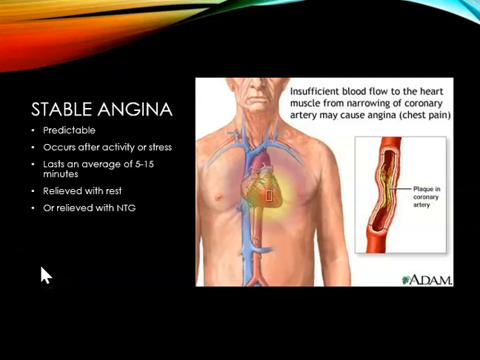So stable angina, this is going to be your most common one. This is the type of chest discomfort caused by poor blood flow through the blood vessels of the heart. And this is supplying the myocardium. So this is caused by increased activity that puts more demand on the heart, requiring more oxygen, but the arteries cannot dilate enough to give the heart more oxygen.